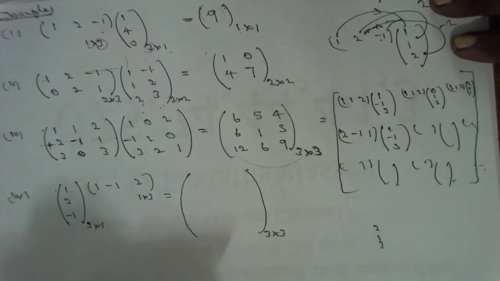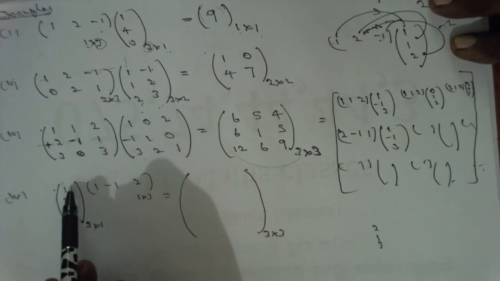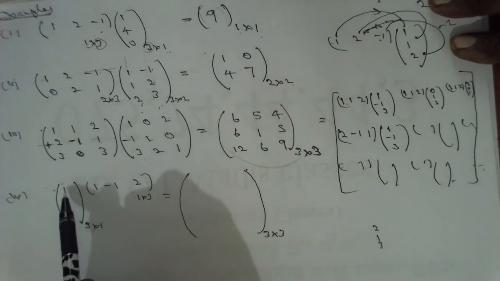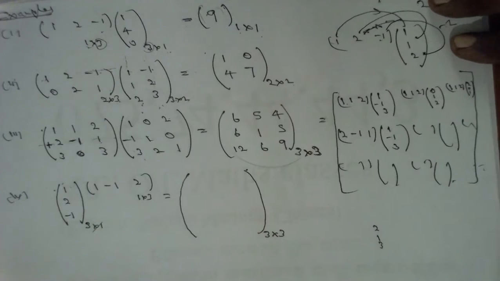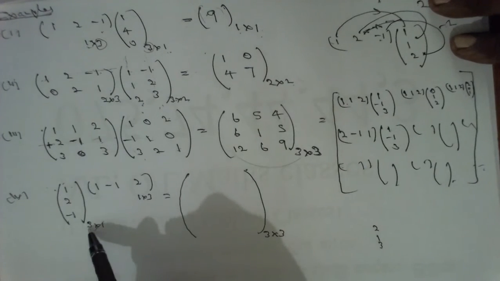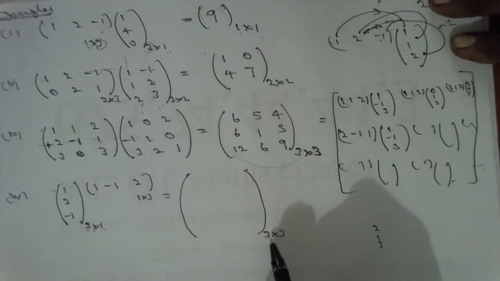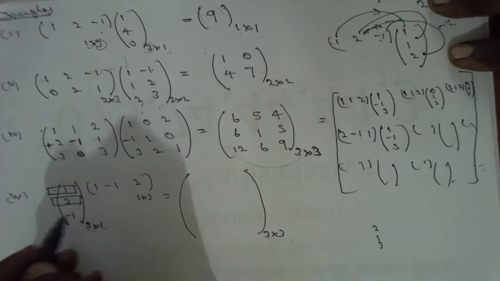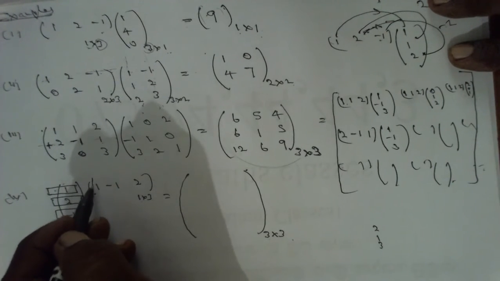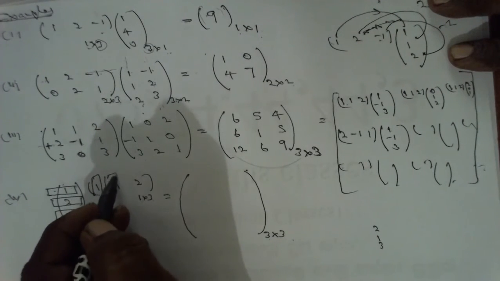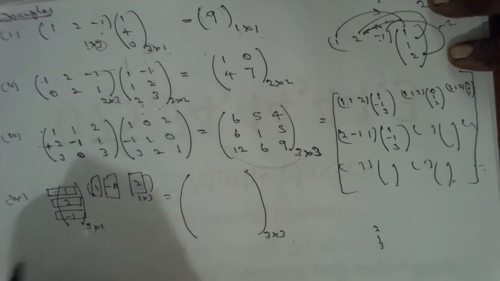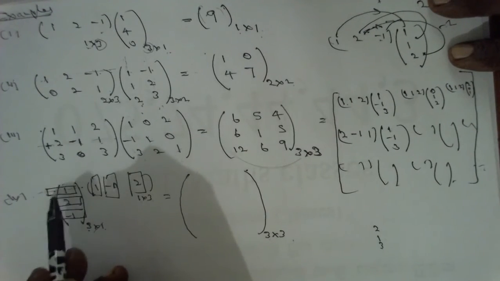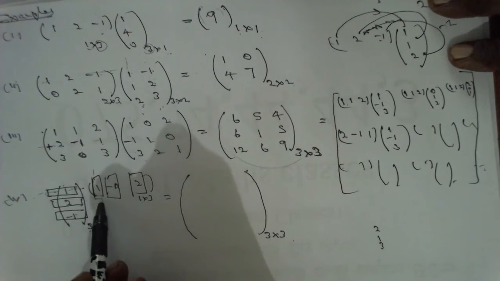This one is somewhat difficult. Always you select a row from this matrix and a column from this matrix when you multiply these two matrices. How do you identify rows and columns in this one? Now this one is a three by one matrix and this is a one by three matrix, therefore the resultant should be a 3 by 3 matrix. From this one you select rows, from this one you select columns.